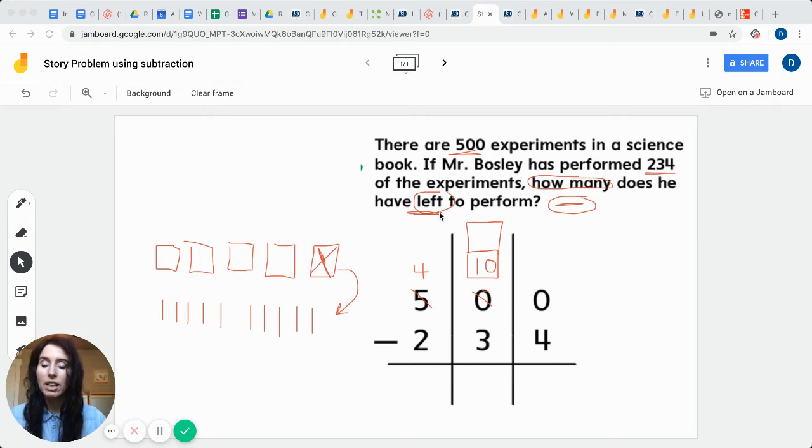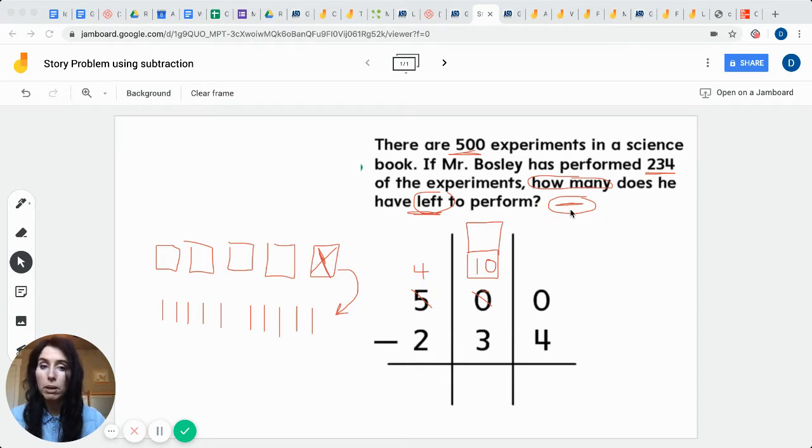This word left should be a red flag alert. It should be saying, pay attention, you're going to be doing subtraction because you're comparing two things, subtract. So hopefully by now, as a third grader, that word jumps out at you. You should be very familiar with the word left because you're comparing the 500 and the 234. Well, how many science experiments are left in that book?